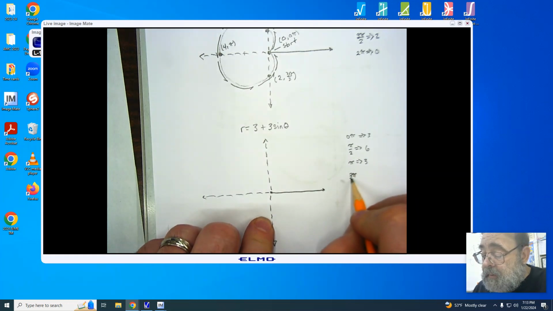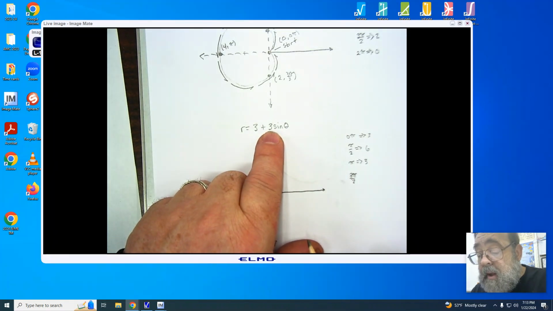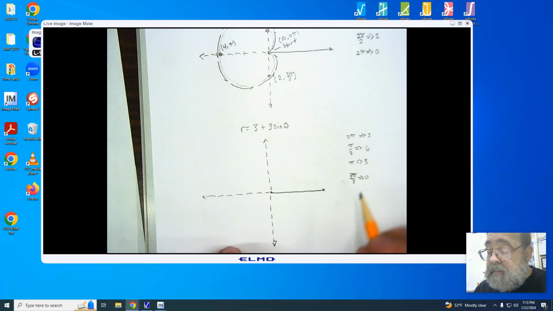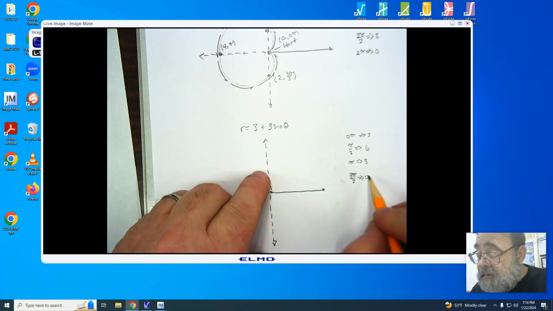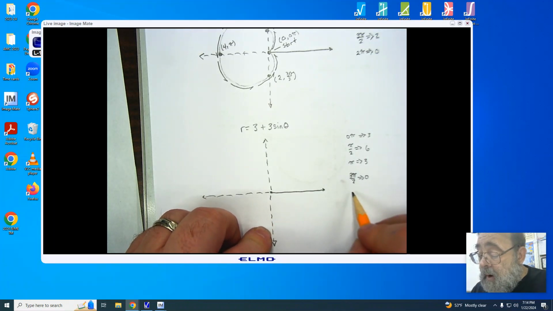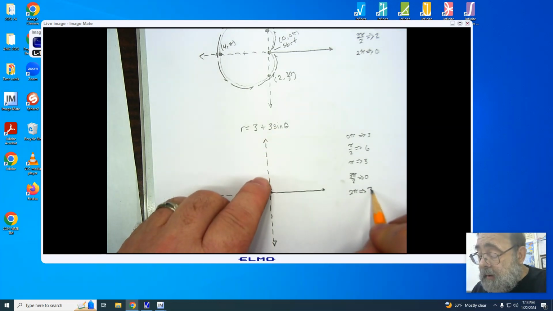3 pi over 2. The sine of 3 pi over 2 is negative 1 times 3 plus 3 makes 0 again. Okay, so there we have a 0. And then we head back to our 2 pi, where we're going to have a 3 again.